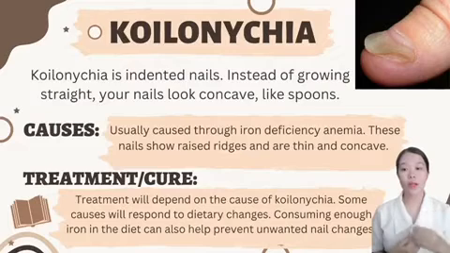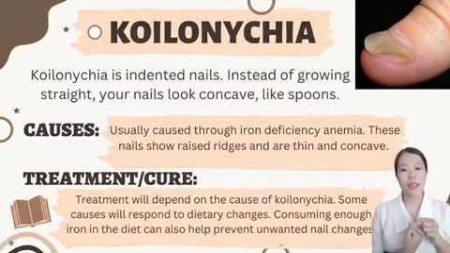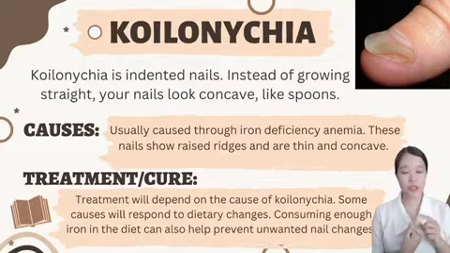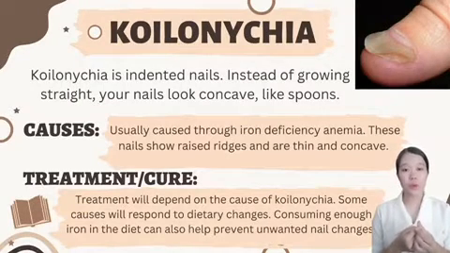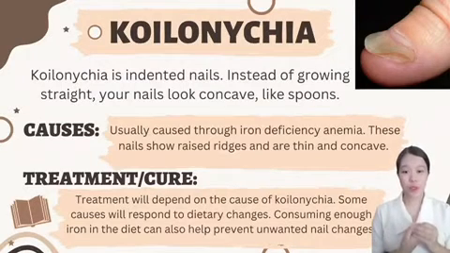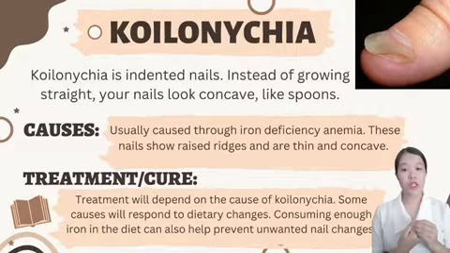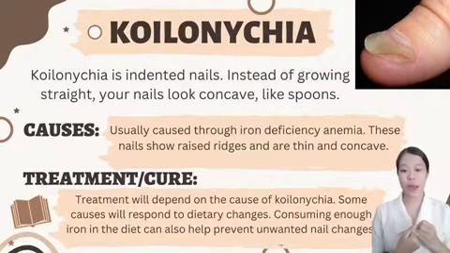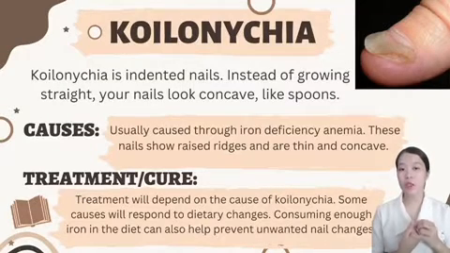This is called koilonychia. So these are indented nails. Instead of growing straight, your nails look concave like a spoon. So parang siyang kutsara, no? Parang tumitiklop yung gilid niya and nagka-curve siya na like spoon. So ano nga ba yung nagiging cause nito? This is usually caused by iron deficiency anemia, and these nails show raised ridges and are thin and concave.